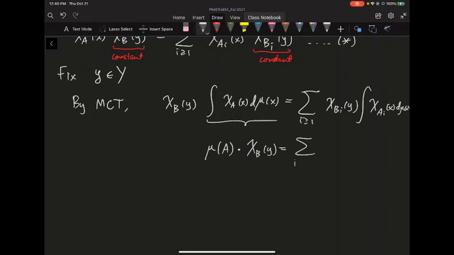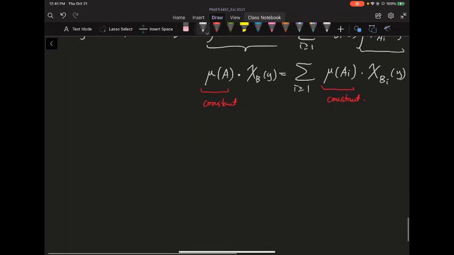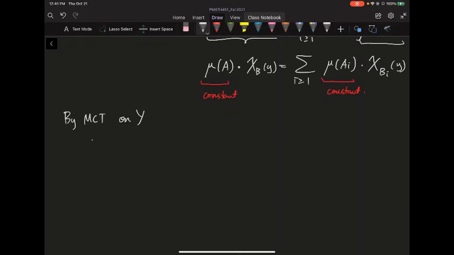Now this is equal to the summation, i greater than or equal to 1, of each one of these, mu of ai times this constant chi bi of y. So now you kind of reverse it. Now you treat this mu of a and mu of ai as constants. They are not functions of y. They're really constant actually. So you already integrated the x out. So by the MCT on y again, the right-hand side is some non-negative function, and the left-hand side is also non-negative, so apply MCT.